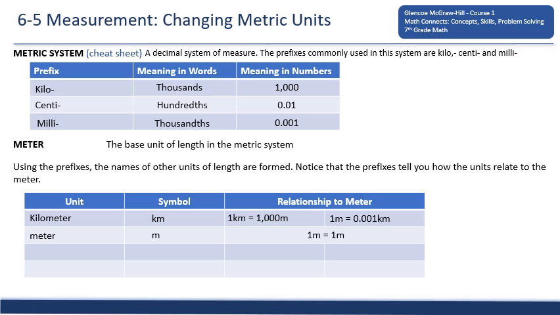And we have meter, which is m. 1 meter equals 1 meter. Hopefully that makes sense. Centimeter, cm. 1 centimeter is 100th of a meter. And 1 meter is 100 centimeters. Millimeter, mm. 1 millimeter is 1,000th of a meter. And 1 meter is 1,000 millimeters.